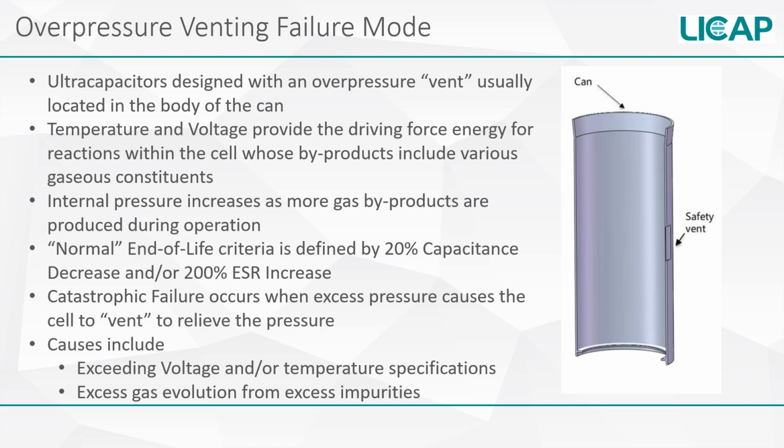As discussed earlier, temperature and applied voltage provide the driving force for reactions that result in the evolution of gases. Gases, in turn, increase the internal pressure within the cell. A venting event is usually a result of the cell being used at voltages or temperatures that exceed the specifications. If excess impurities are present within the cell, typically latent solvents or moisture, additional gas byproducts will be produced, increasing internal pressure and making a venting event even more likely.